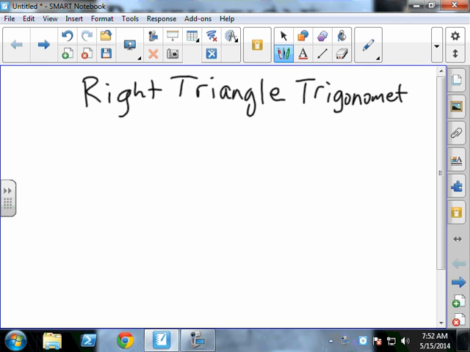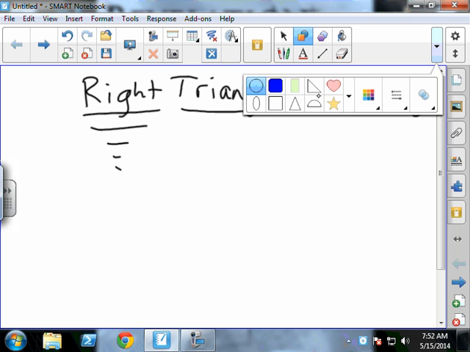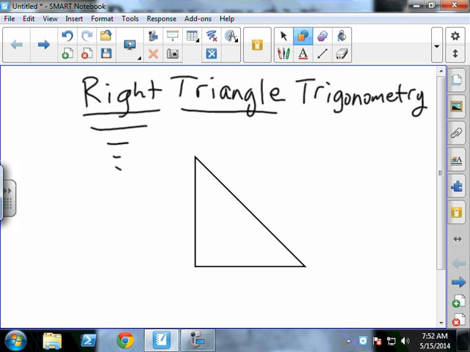Right triangle trigonometry. Underlining right. We're going to be looking at the trigonometry of a right triangle.